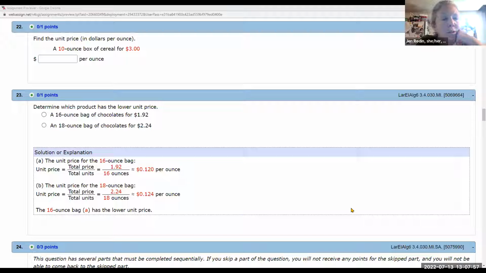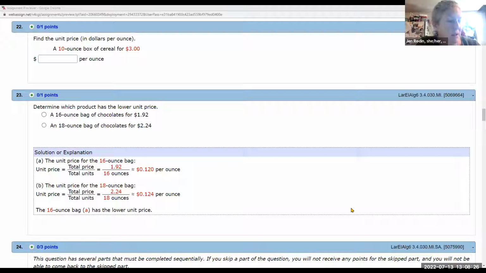So unit price is price per unit. So price per pound or per ounce, or it could be dollars per hour, like it's always per single unit. Miles per gallon is another one where it's a unit you're talking about. So we want to know how much does it cost just for 1 ounce for the first one. So a 10-ounce box of cereal for $3.